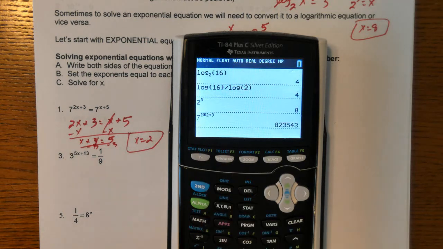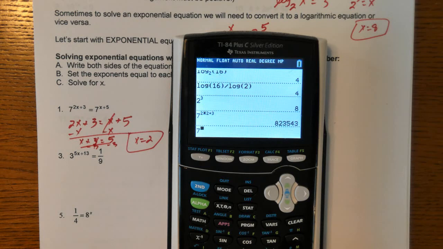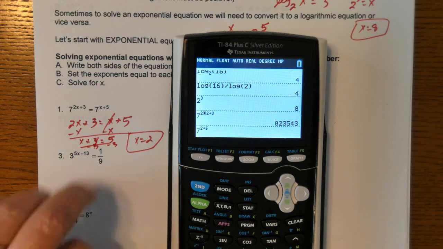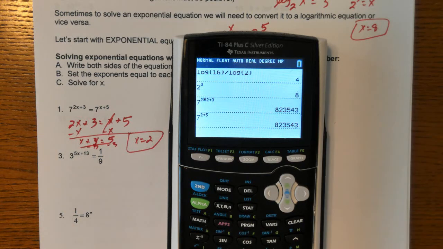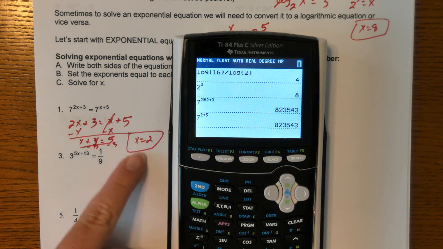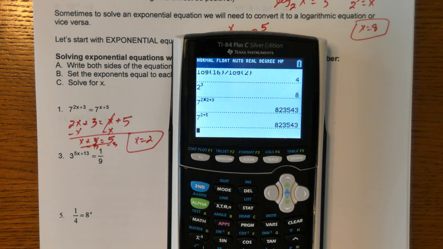The left side works out to be some big old ginormous number. Let's try the right side. 7 raised to the 2 plus 5. Again, I'm plugging in 2 for x. The right side works out to be the same big old ginormous number. So 2 must have been the correct number to plug in for x. Okay.